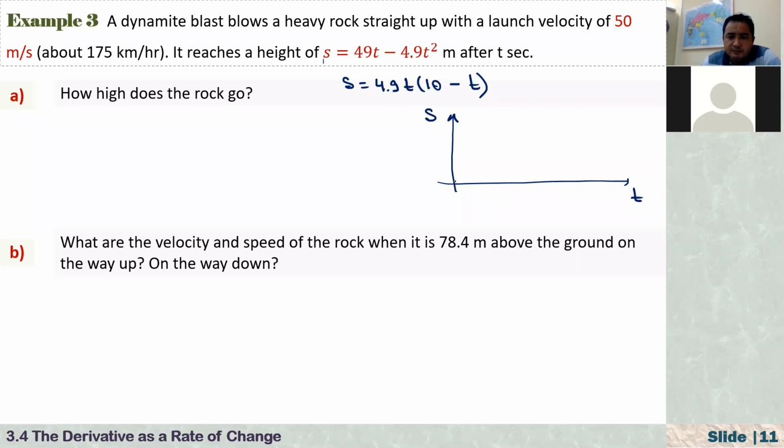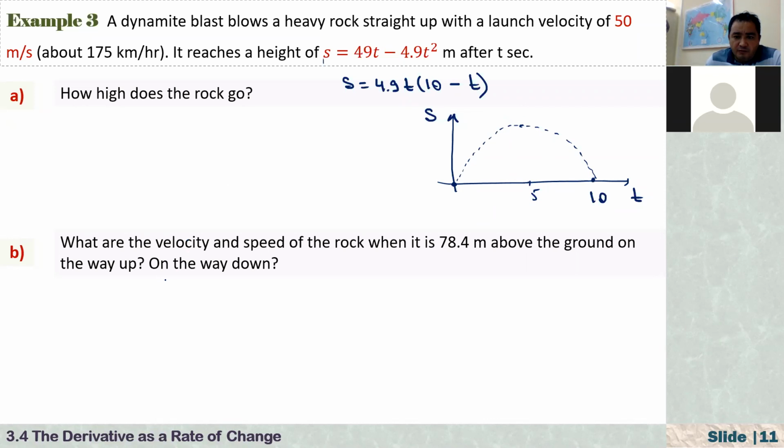So what does it mean? When t is equal to 0, s is equal to 0, and when t is equal to 10, s is equal to 0. To find the maximum value, we know this is a quadratic function, so it reaches the maximum at the midpoint of these two points. The midpoint is 5. When t is equal to 5, it reaches the highest point, somewhere here. That is the motion of this dynamite.